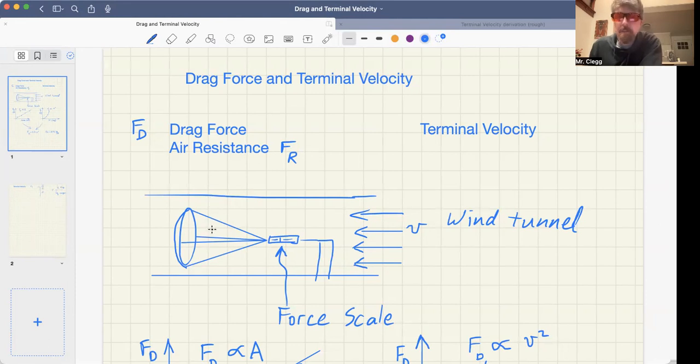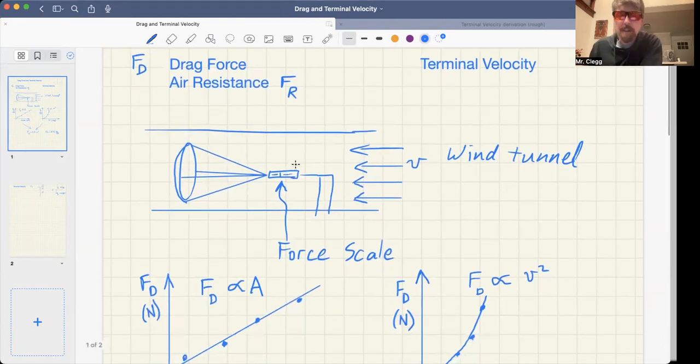All right. The best way to test this, we'll learn about terminal velocity a little bit later in the video, is to put it in a wind tunnel. If you have a wind tunnel, it's a very good way to measure this. It's a very precise and accurate way to measure it. So let's say you're testing a parachute, and you put that in the wind tunnel. You have a force scale, so that measures how much force is being put on the thing by the wind. And then you can control the speed of the wind by using the wind tunnel motors.